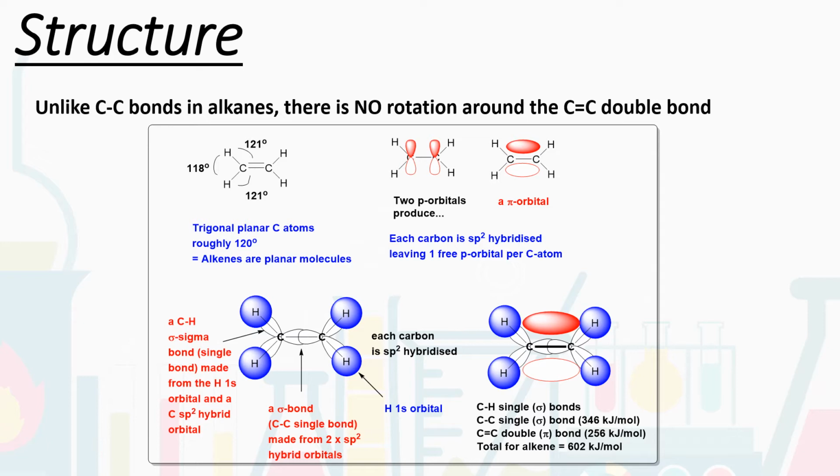There's 1 free p orbital per carbon atom that has 1 electron in each that can overlap. And so generally the overall structure of our alkene is we have our CH single, or our sigma bonds. We have a CC single bond, which has a bond enthalpy of 346 kilojoules per mole. We then have our pi bond, the double CC bond pi bond, which is 256 kilojoules per mole. And so the total for this alkene of the sigma bond and the pi bond makes an alkene C=C up to be 602 kilojoules per mole.